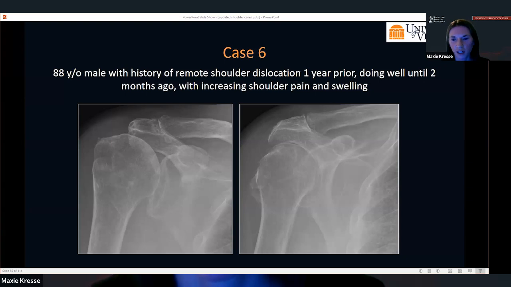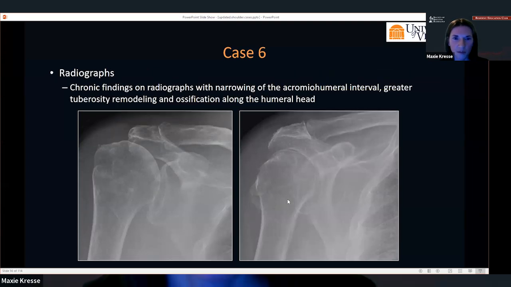So these are radiographs. These are abnormal radiographs, but this is all chronic. The acromial-humeral interval is narrow, probably related to a chronic rotator cuff tear, and there is an old fracture of the greater tuberosity with some remodeling here. But these were all the same as his prior radiographs and didn't really explain his new pain and swelling.